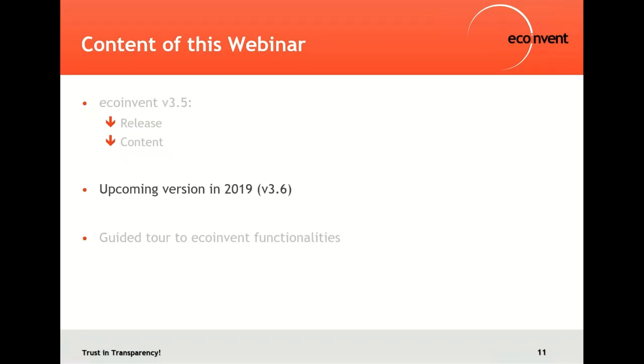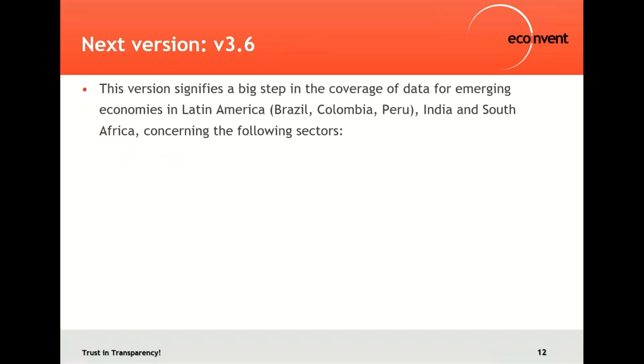Great. So let's then move to the next section of the webinar, which, as I said, is about giving you a flavor of what's coming in 3.6, which will be released this year. So this next version, 3.6, will be published again in the summertime of 2019, and it will mean a big step when it concerns the coverage of data for emerging economies such as Latin America, India, and South Africa.